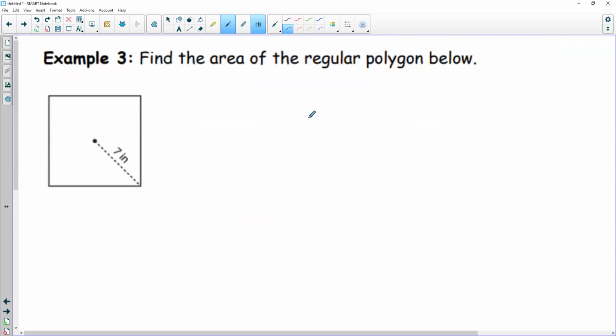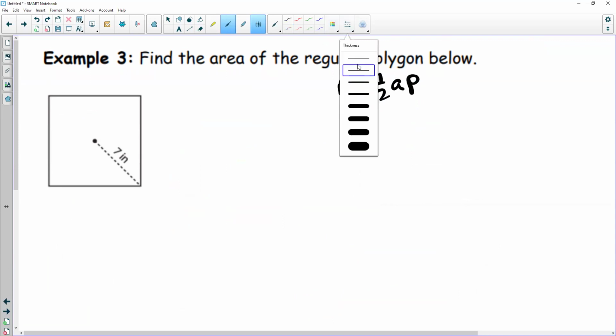If we look at example 3, it says find the area of the regular polygon. Well, this is obviously a square, right? You can use the formula for the area of a regular polygon, 1/2 apothem times perimeter. Let's go ahead and just practice this. In the formula, we are working with apothem and perimeter. I don't have either of those.